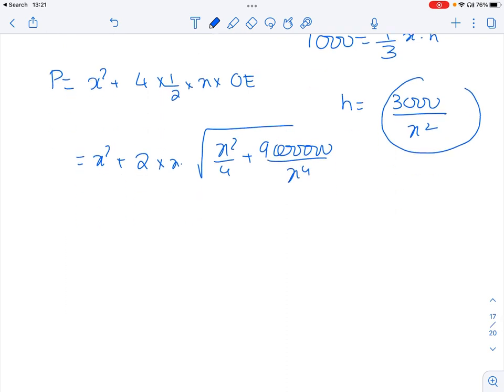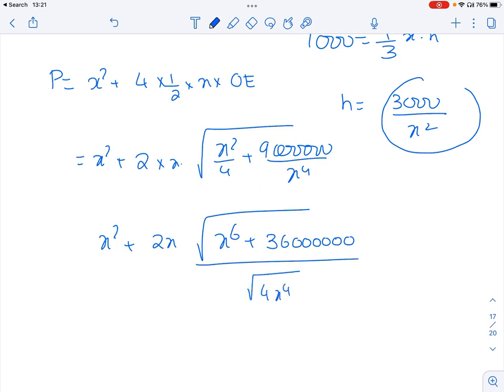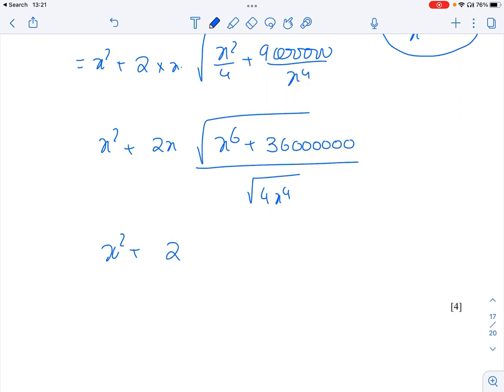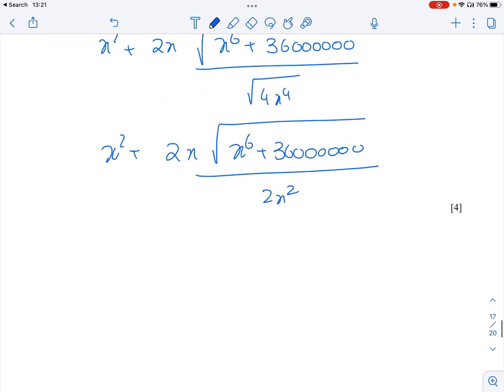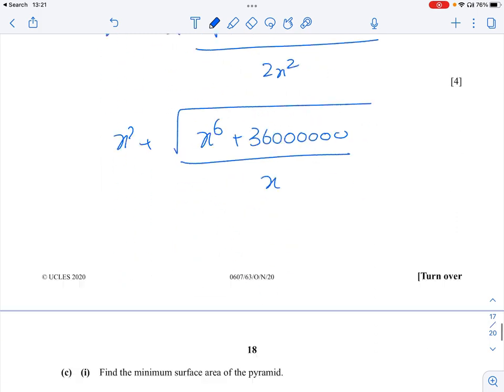So now further simplify this one. So it becomes x square plus 2x square root of x power 6 plus 36. 9 times 4 is 36 followed by 6 zeros divided by square root of 4x to the power of 4. So it becomes x square plus 2x times square root of x power 6 plus 36 followed by 6 zeros divided by 2x square. Simplify that, it becomes x square plus square root of x power 6 plus 36 followed by 6 zeros divided by x. That's going to be the answer.